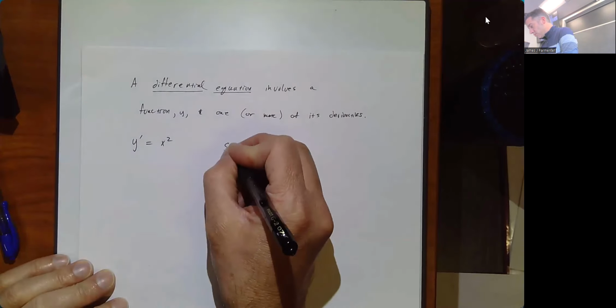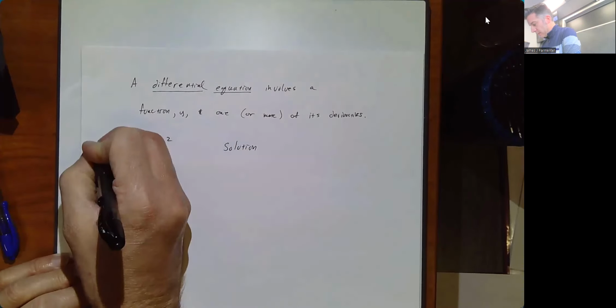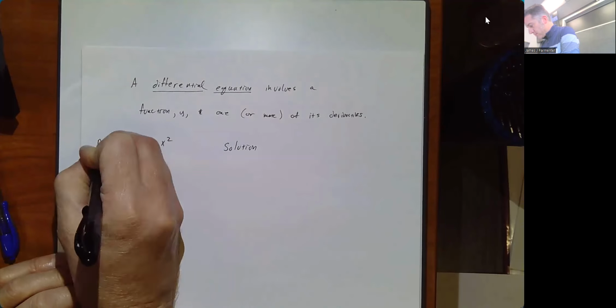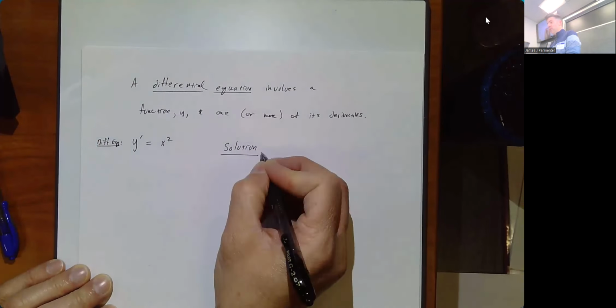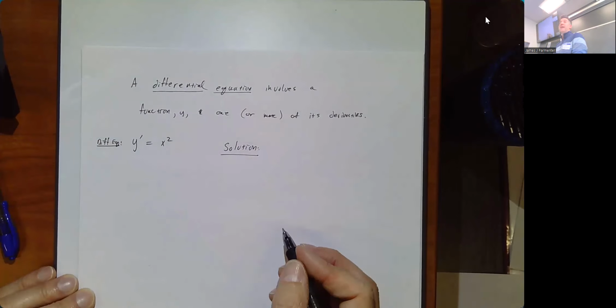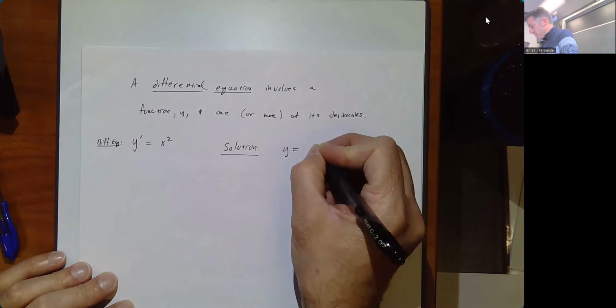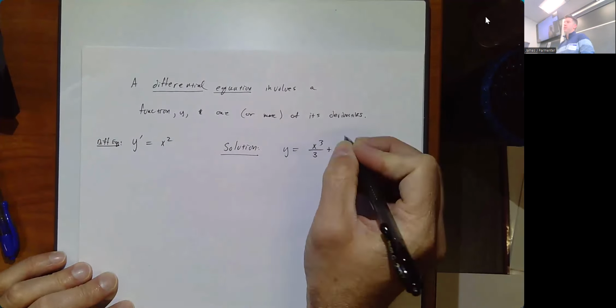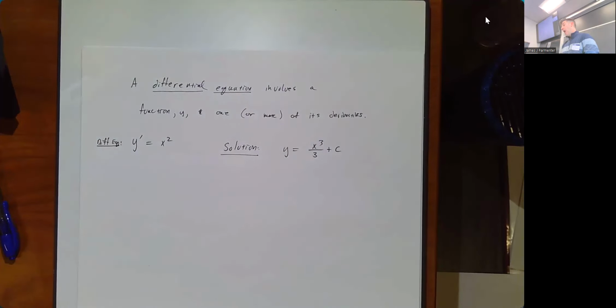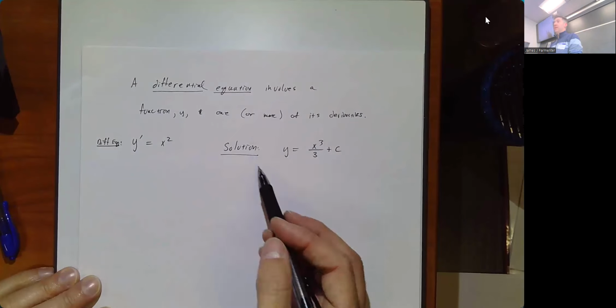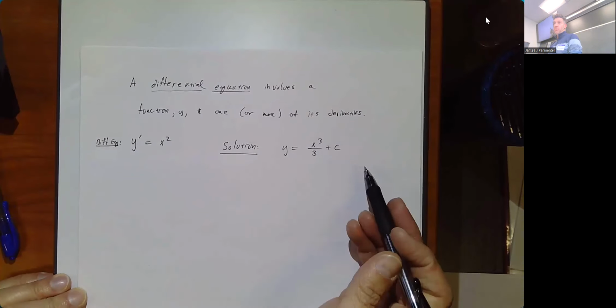The solution, so here's my diff EQ, my differential equation. And the solution to this differential equation is, well, I know how to find the antiderivative of x squared. It's x cubed over 3 plus a constant. I want to emphasize here that when you are finding the solution to a differential equation, it is the function that you are talking about. So your solution is a function. And this is the general solution here because I haven't specified what the constant needs to be.